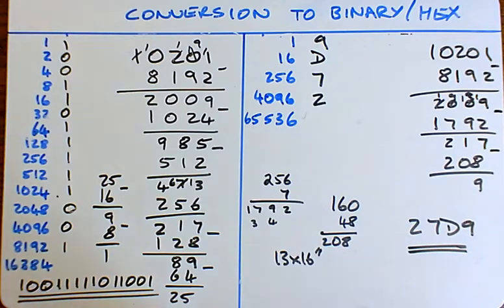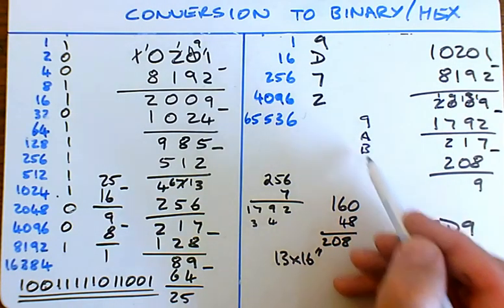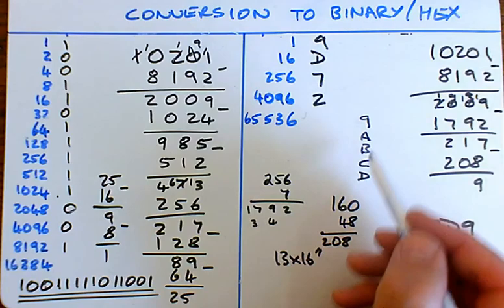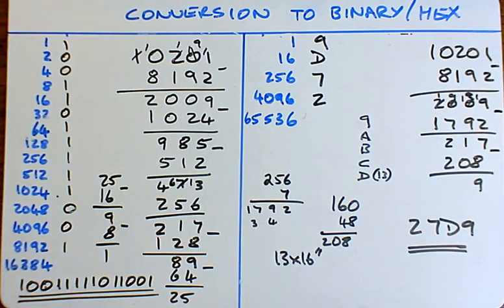Okay, so a little bit more complicated on the hex side. Obviously the answer is a lot shorter, 4 digits rather than 14, but we're having to work in multiples of 256 and then multiples of 16, including multiples of more than 10. Okay, so in this instance we use 13, and let's just remember 9, 10, 11, 12, 13. Okay, all right, good.